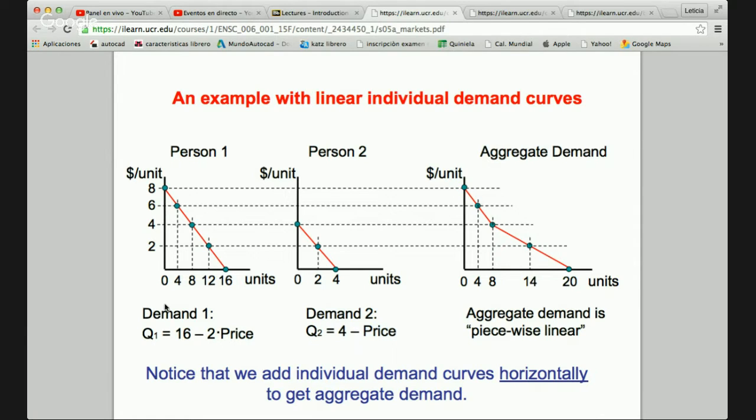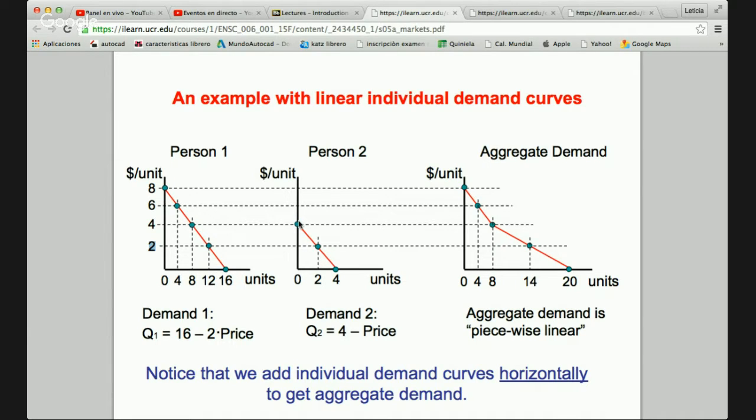So for person 1 at price 2, and remember, the reason why we do this is because prices are given. They cannot change the prices. They only can decide on how much they're going to consume. So at price 2, person 1 is willing to consume 12 units of the good. Person 2 is willing to consume only 2 units of the good. At price 4, person 1 is willing to consume 8 units.